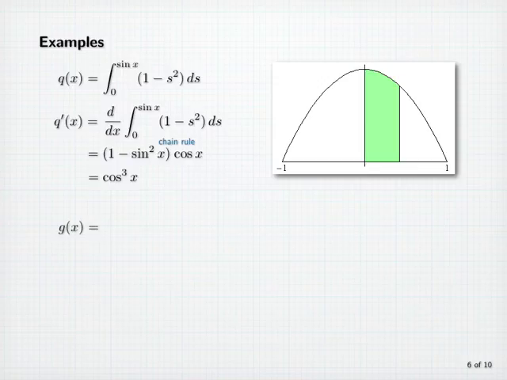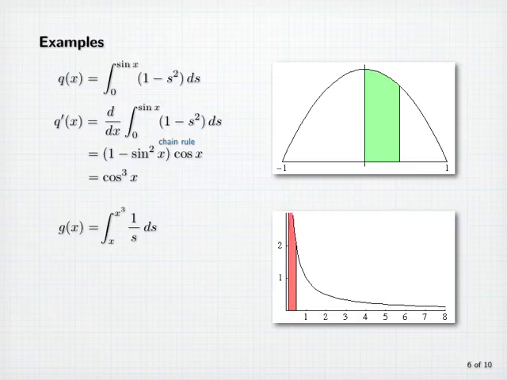Here's the second example. Let g of x equal the integral from x to x cubed of 1 over s ds. So here we have x in both limits of integration. Here's the graph of the function that we're integrating, 1 over x, and the region shaded in red represents the integral from x to x cubed, where x is equal to 1/2. Notice that when x is between 0 and 1, x cubed is less than x, so we're actually integrating from right to left. When x is greater than 1, x cubed is greater than x, and so the integration is done from left to right.